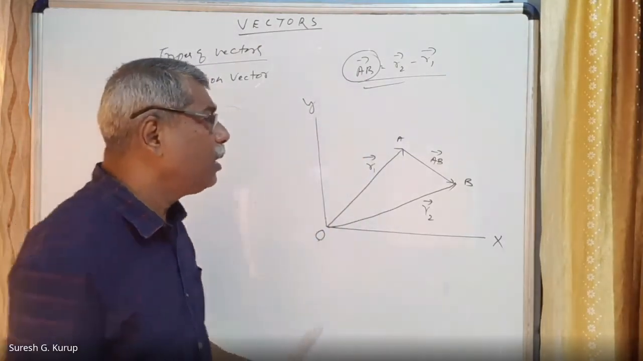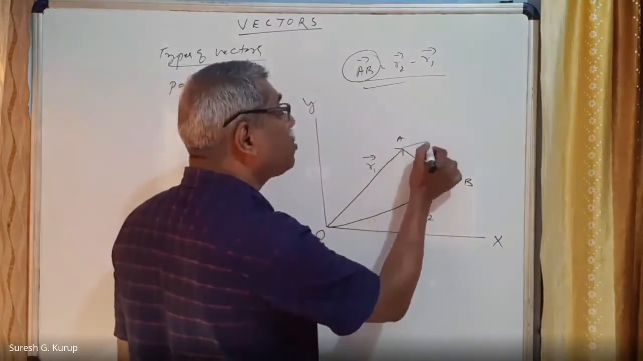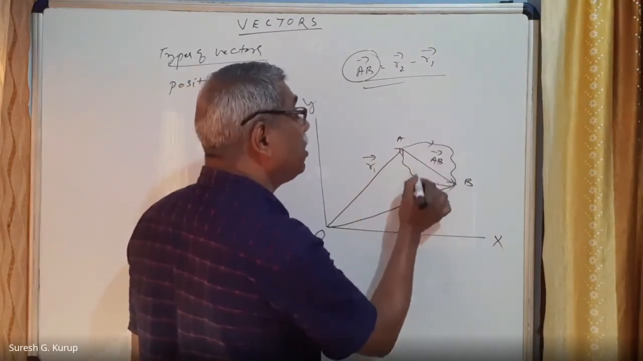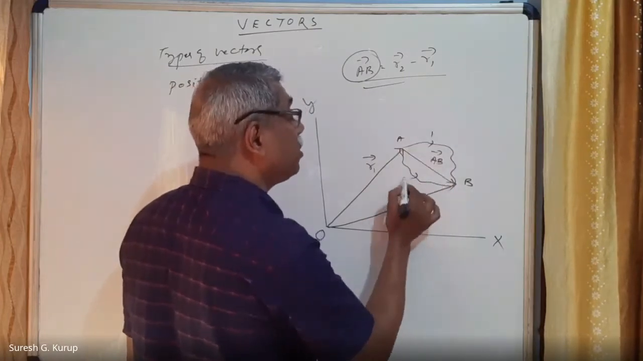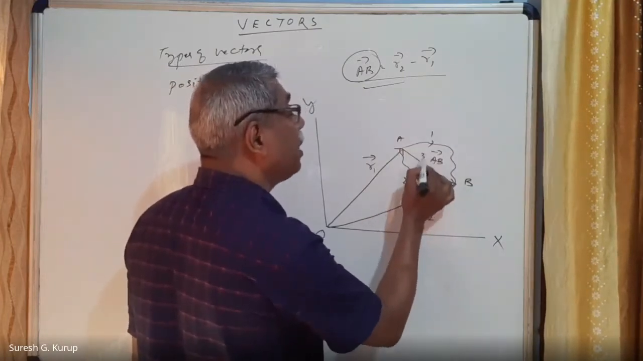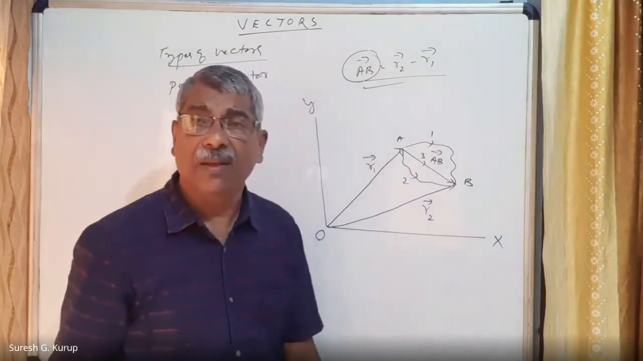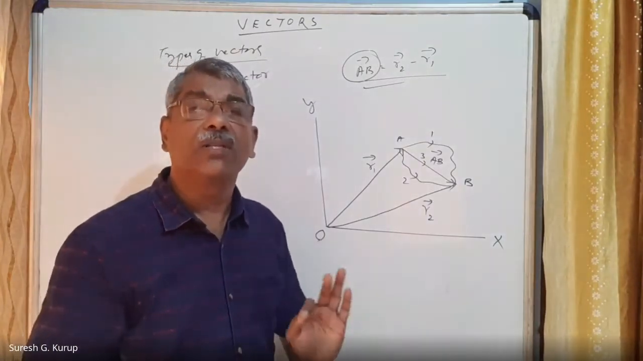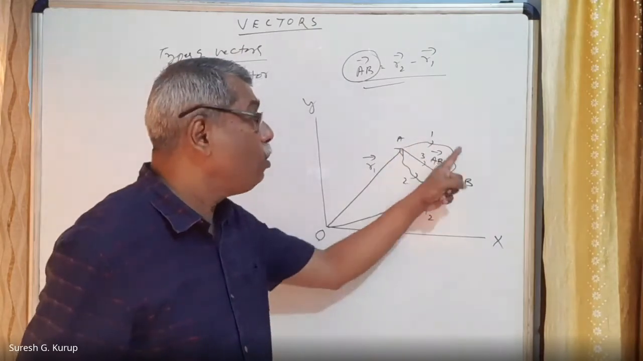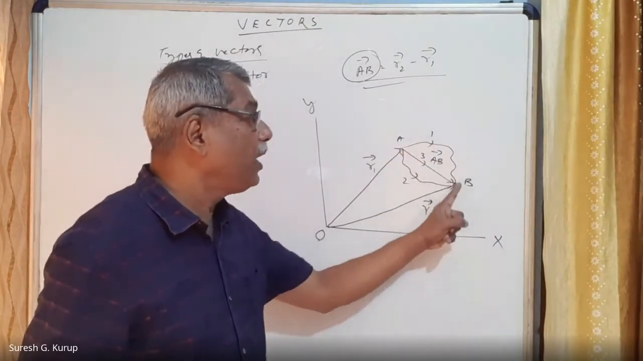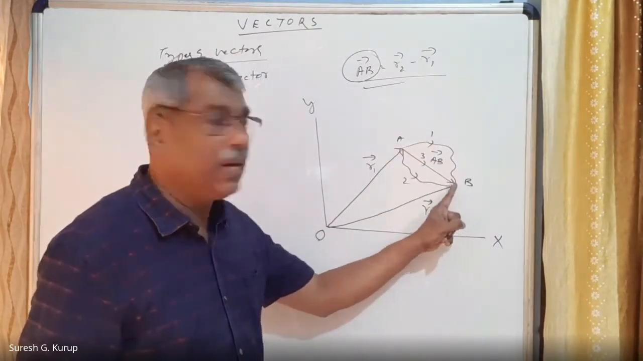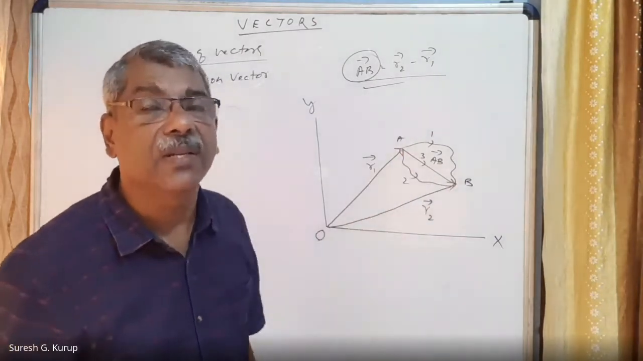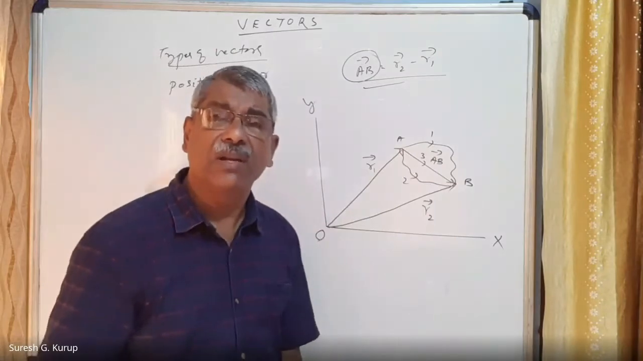The body can move along this direction also and come to this point. This is path number 1, this is path number 2, and this is path number 3. Displacement is actually the shortest distance. The body travels a long distance through this curved line and reaches point B. But the shortest distance traveled between two points is called displacement.